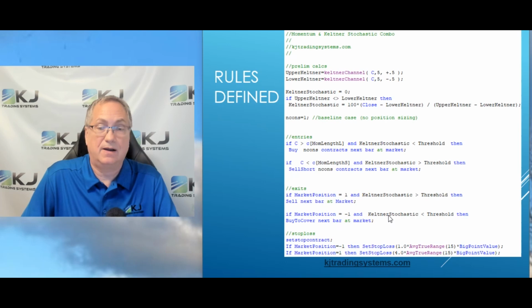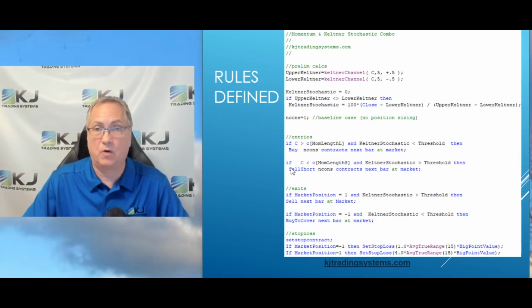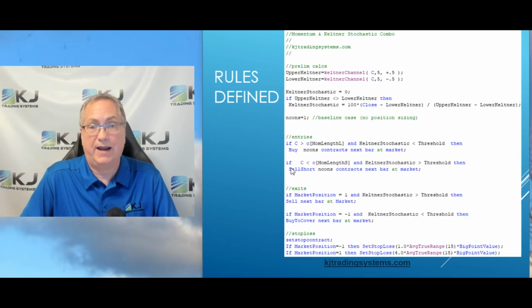And if you're short and the stochastic, having trouble pronouncing stochastic, is below a threshold, you buy to cover that short and you get out. Then we also have a stop loss. For the short side, we're going to use 1 times the ATR, and for the long side, we're going to have 4 times the ATR. So we're giving long trades a little more leeway than the short trades.